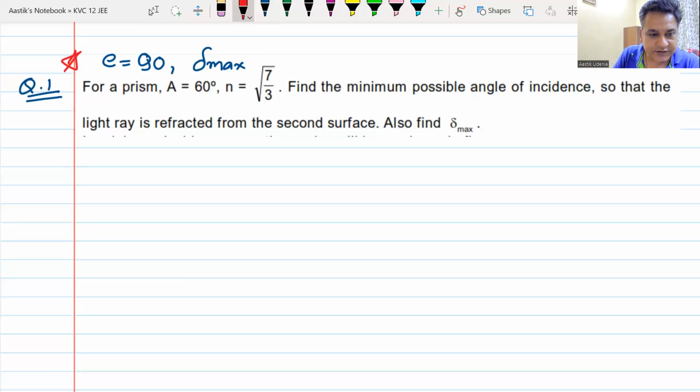I'll give you 2 minutes to do it. 30, sir. Well done. 30. I think that is the answer. Minimum angle of incidence is 30. What about maximum deviation?